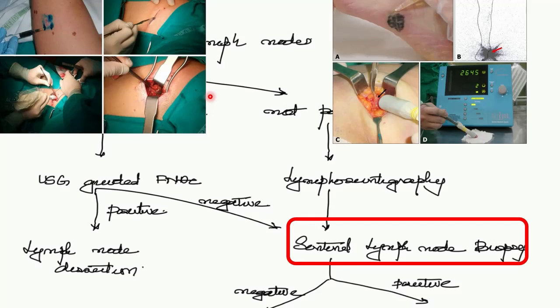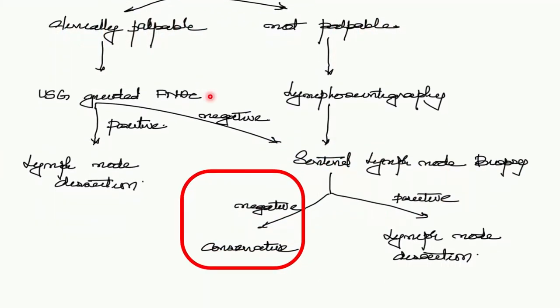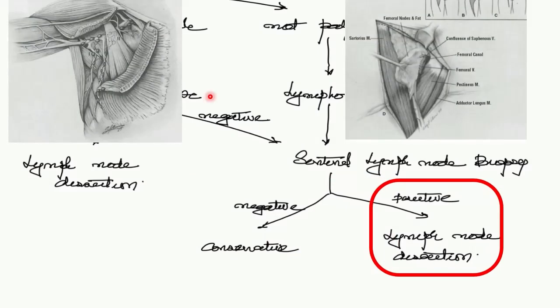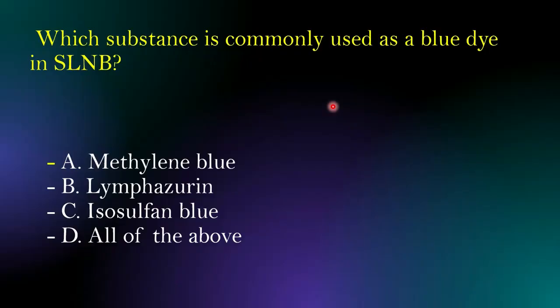If the sentinel lymph node biopsy is negative, then we know that the lymph node basins are not involved, and we can go for conservative management. No need for lymph node dissection. If the sentinel lymph node biopsy is positive, it means that the lymph node basin is involved, and we have to go for a formal lymph node dissection of whichever lymph node basin the sentinel lymph nodes were positive.